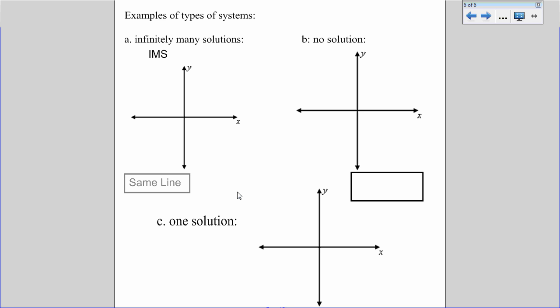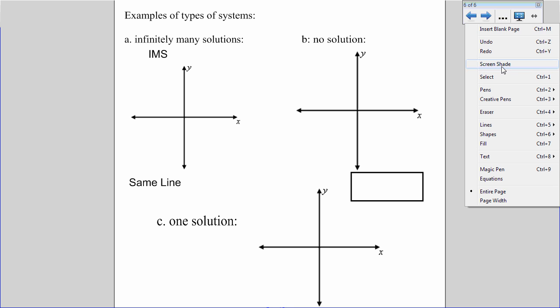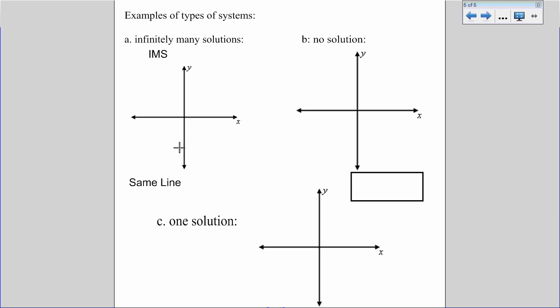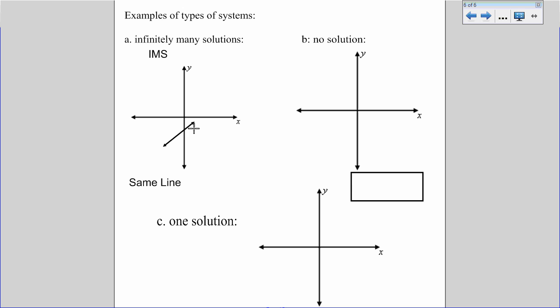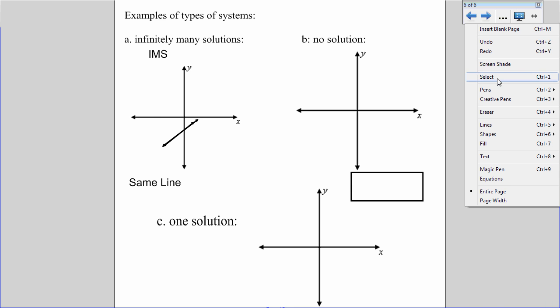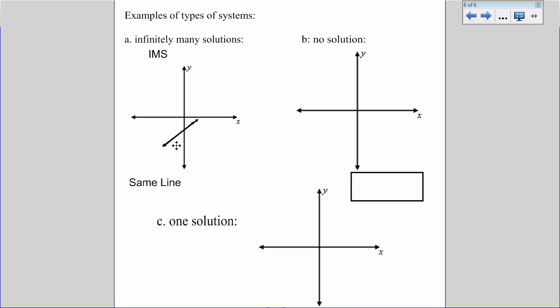But infinitely many solutions is when you have the exact same line, you have the exact same equation. So what that would look like is I would go through and I would graph one line, and then I would graph a second line right on top of that. And so we end up with the exact same line, the exact same equation, we end up with all of these ordered pairs along that line that are all solutions. And so that's what infinitely many solutions look like.